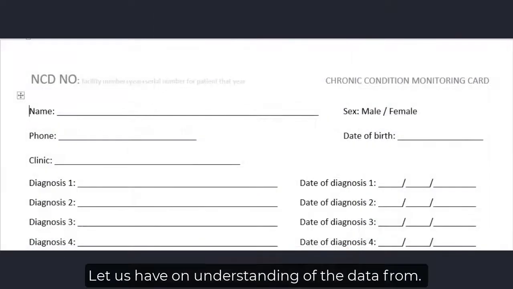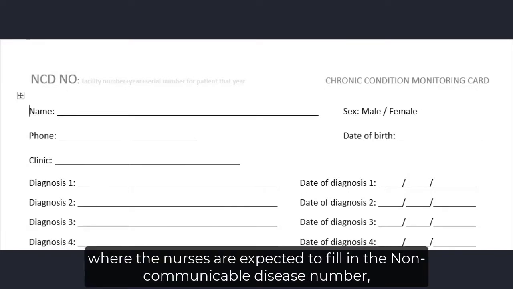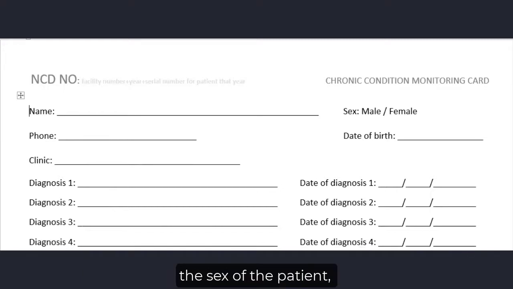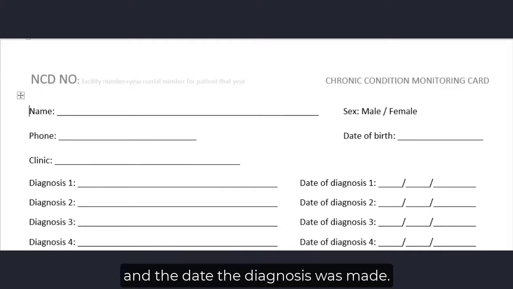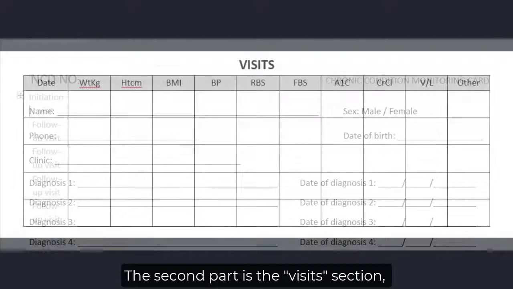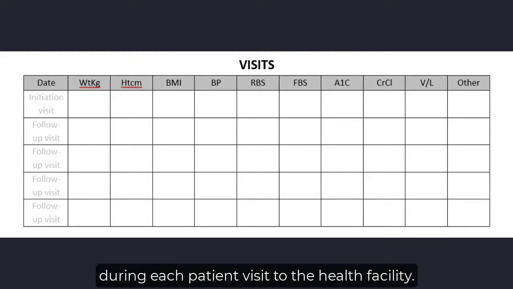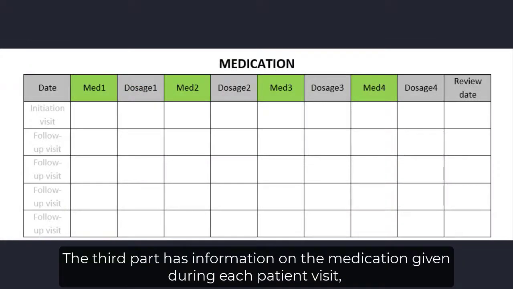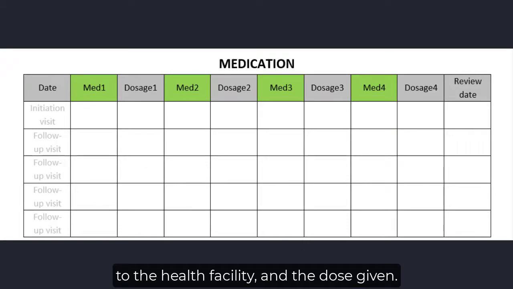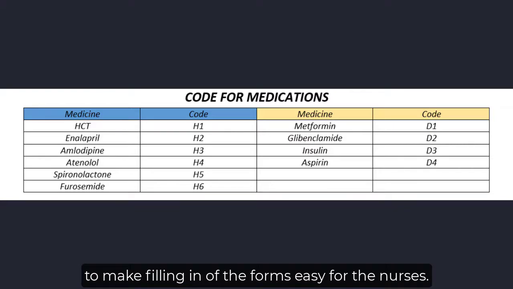Let us now have an understanding of the data form. The first part is the demographic section, where the nurses are expected to fill in the non-communicable disease number, the sex of the patient, the phone number, date of birth, diagnosis, which according to the exercise could be either diabetes or hypertension or both, and the date the diagnosis was made. The second part is the visit section, which permits the nurses to collect data on vital parameters during each patient visit to the health facility. The third part has information on the medication given during each patient visit to the health facility and the dose given. The last part has the code for the medications to make filling in of the forms easy for nurses.